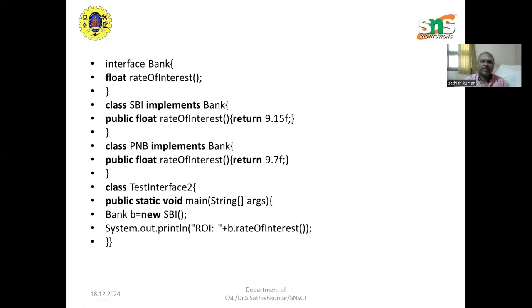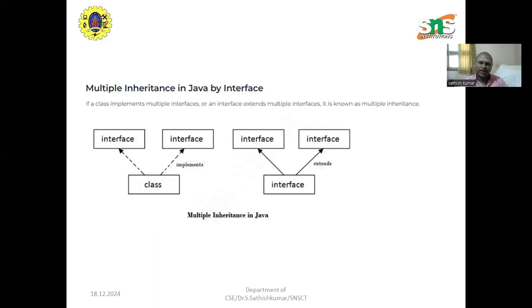So here is the interface Bank, with float rateOfInterest. Class SBI implements Bank, public float rateOfInterest returns 9.15f. Public class PNB implements Bank, float rateOfInterest returns 9.7f. Then class TestInterface2, public static void main of String args, Bank b equal to new SBI, and print the rate of interest using b.rateOfInterest.